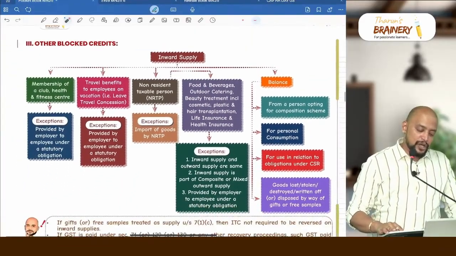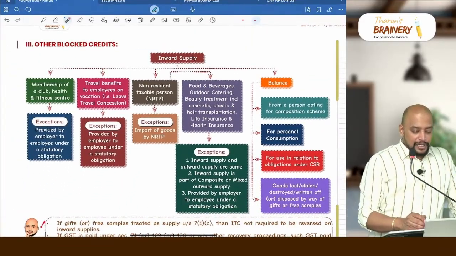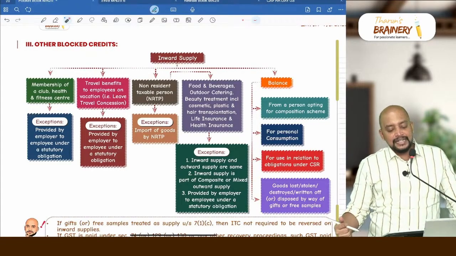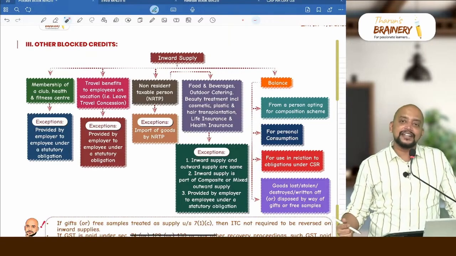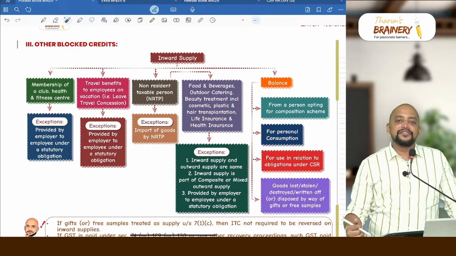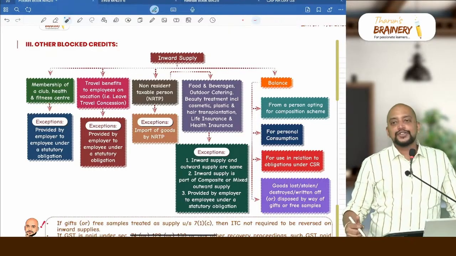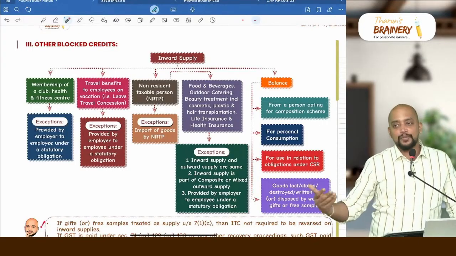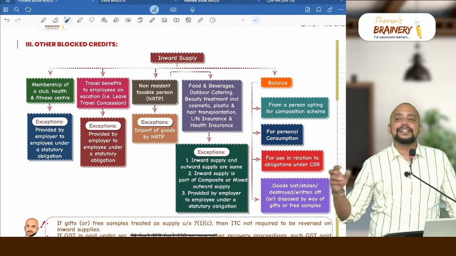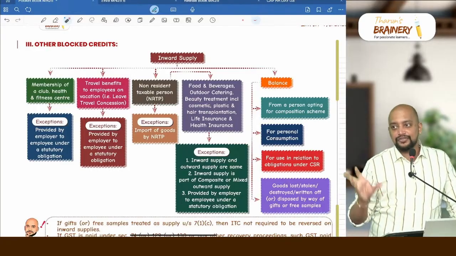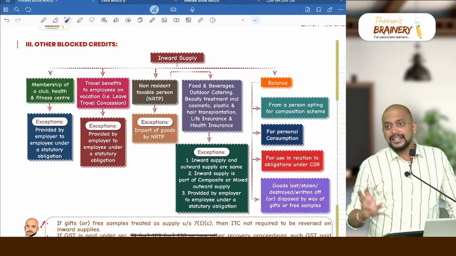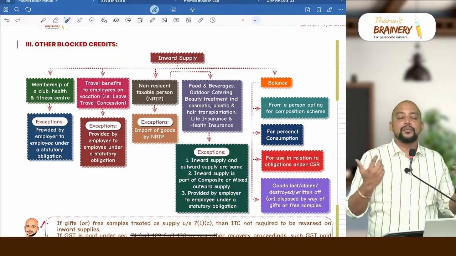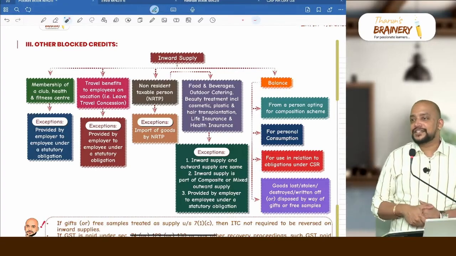Next, you can see other blocked credits. There is one query, sir, whether ITC is available for works contract service incurred and provided for rental. That is one Supreme Court case here, which is not there for the exam, so don't worry. There is a company which is into renting of immobile property, the Safari Retreats case. If you search in Google, you will get it. They are in the business of renting resorts, and they received works contract services. Whether they can take ITC with respect to that.